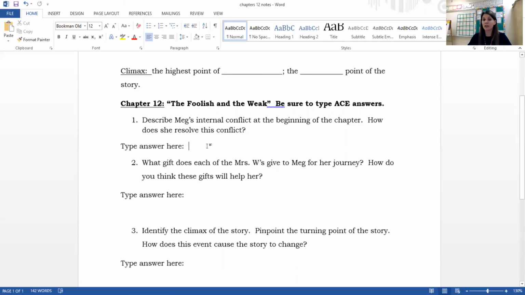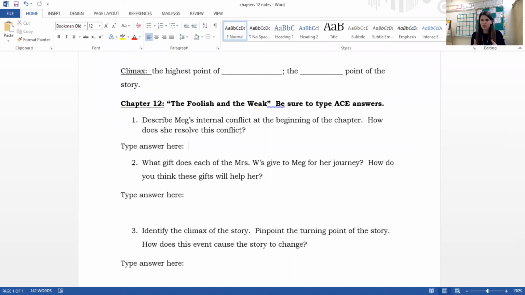All right, I'm going to pause right here. Once I finish explaining this, I want you to hit pause. Answer the first question: go back over the last few pages and type in your answer for the internal conflict. Describe Meg's internal conflict at the beginning of the chapter. How does she resolve this conflict? At the beginning, remember what she's struggling with. What does she finally decide?